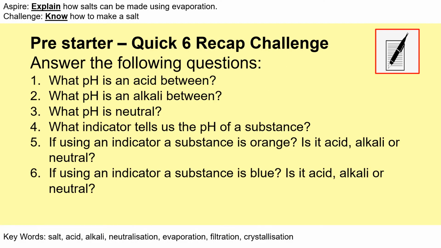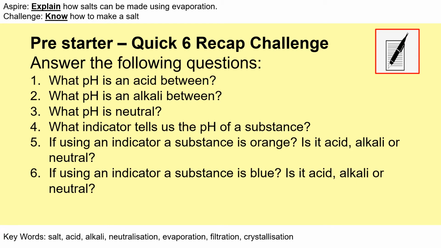So the start of this lesson is a quick 6 recap challenge, and this is recapping what you have learnt so far in the Fizz and Pop topic. Question number 1, what pH is an acid between? Question number 2, what pH is an alkali between? Question number 3, what pH is neutral? Question number 4, what indicator tells us the pH of a substance?